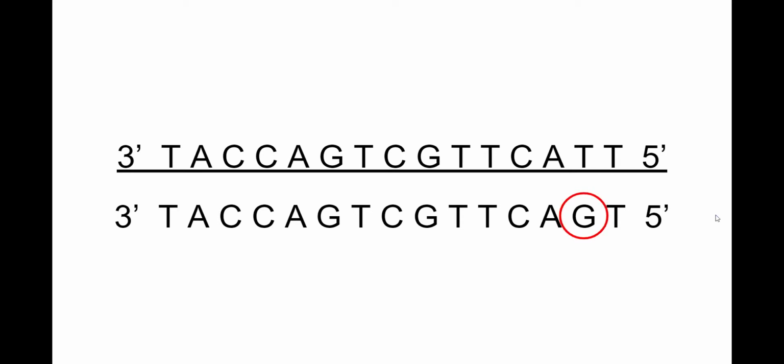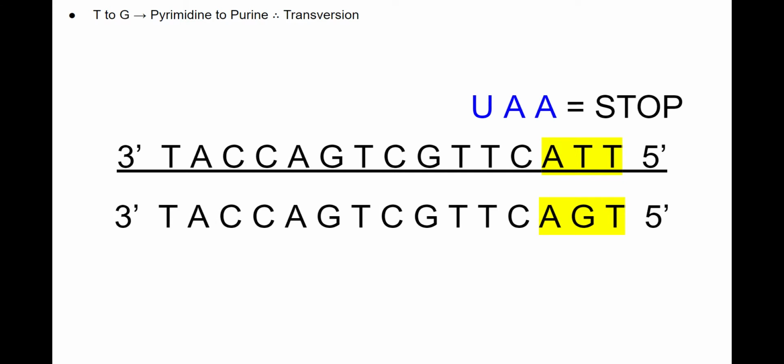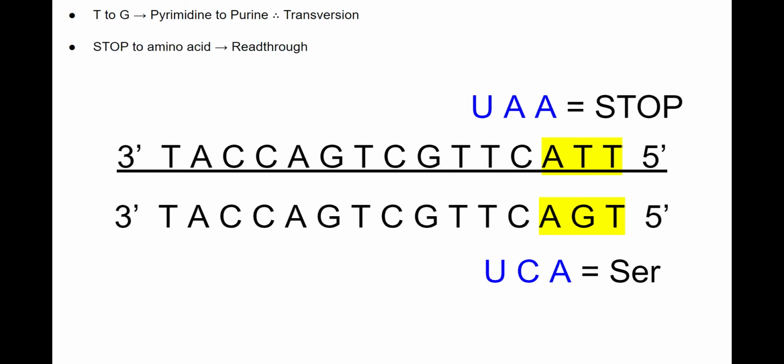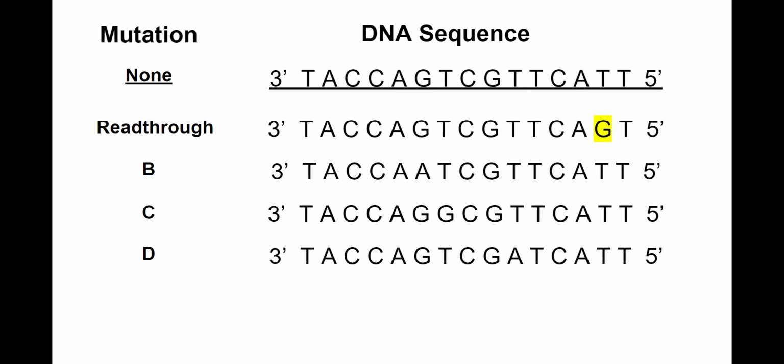Because this mutation is from a pyrimidine to a purine, it's a transversion. To find the effect, we'll find what both codons code for. In our original strand, ATT transcribes to UAA, which is a stop codon. In our mutated strand, however, our mRNA codon becomes UCA, which codes for serine. This is called a read-through effect. Next, we'll move on to B.